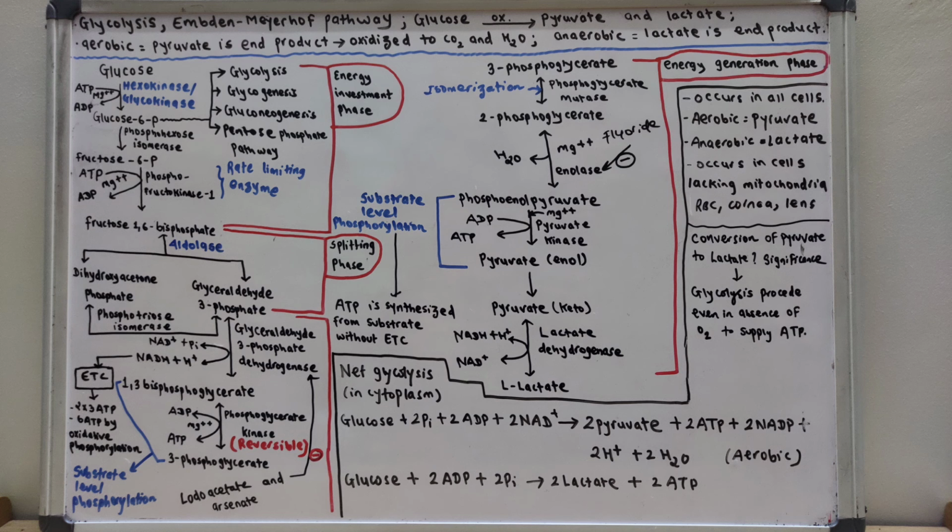Glycolysis is derived from the Greek words glykys, that is sweet or sugar, and lysis, that is dissolution. It is a universal pathway in living cells. The complete pathway of glycolysis was elucidated in 1940.